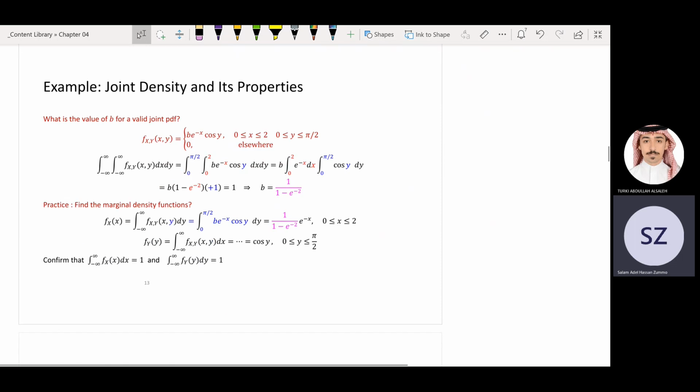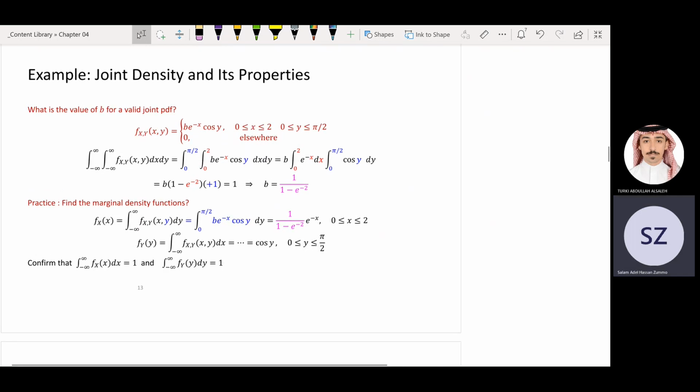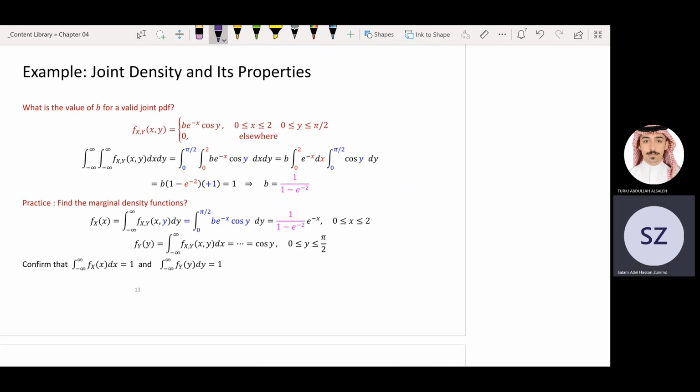Let's have an example. Here, first of all, I'm giving you the joint PDF, which is f(x, y) equals b e to the minus x cosine y, for certain values of x and certain values of y. So this is the PDF. Now the question is: find the value of b such that this is a valid joint PDF.